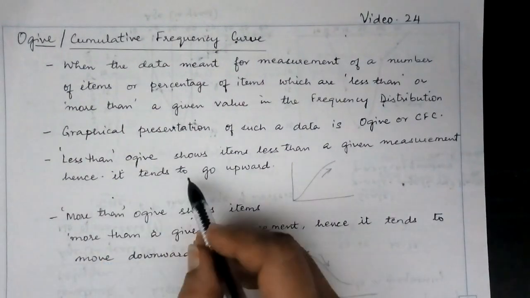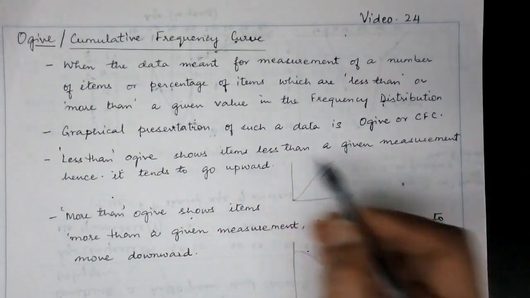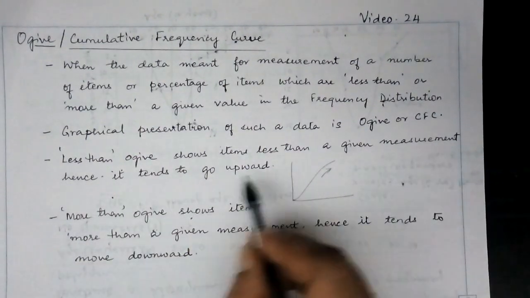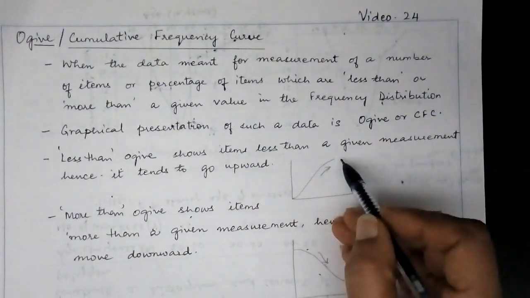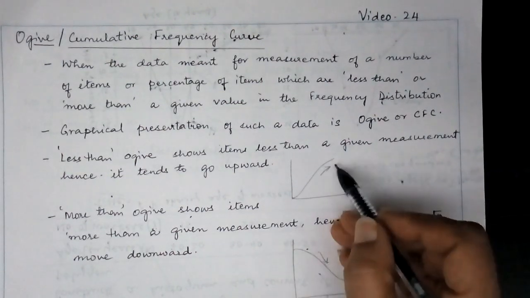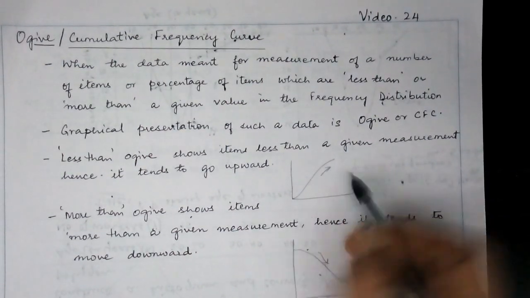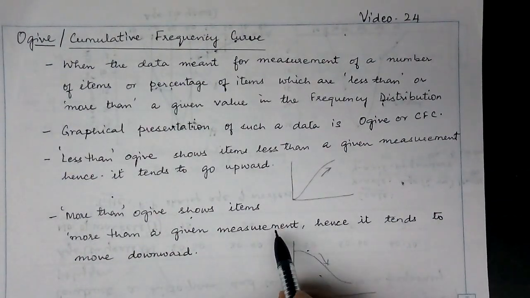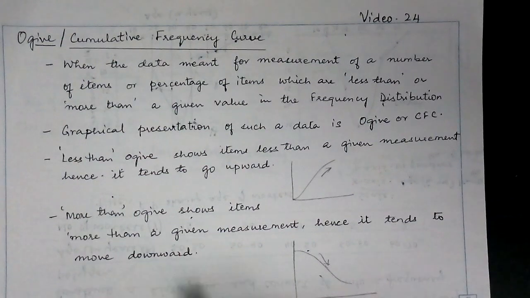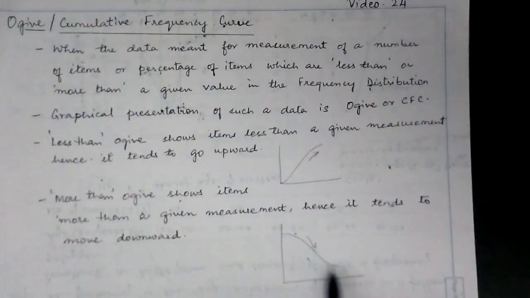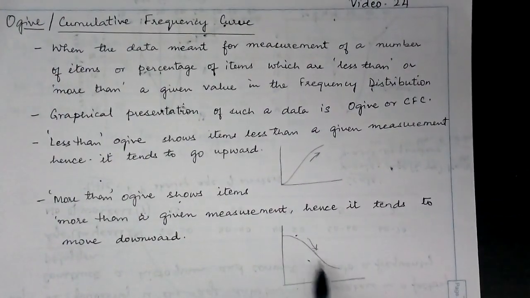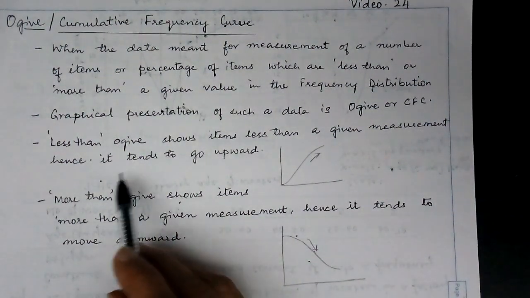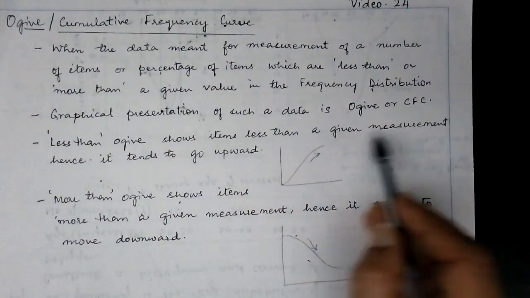The less than ogive shows items less than a given measurement. Hence, it tends to go upwards here, like this, from 0 upwards. More than ogive shows items more than a given measurement. Hence, it tends to move downward like this, from the y-axis down towards the x-axis. Now here we are learning less than a given measurement.